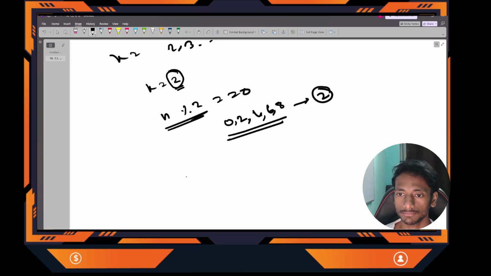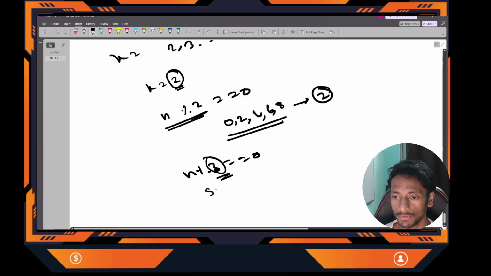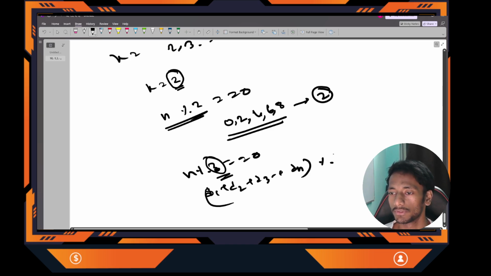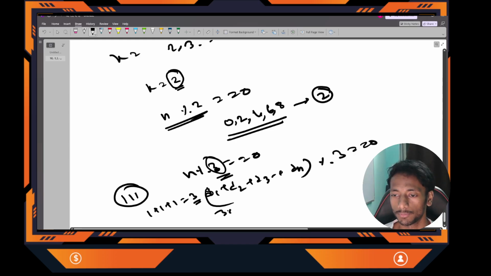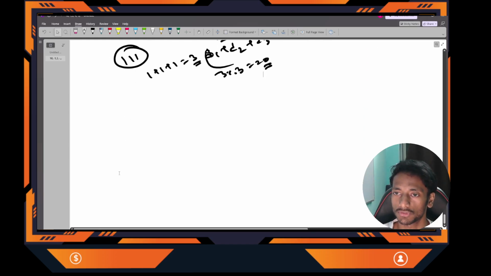Now, can any such number be divisible by 3? What is the condition for divisibility by 3? The sum of the digits d1, d2, d3 up to dn should be divisible by 3. So this is possible. If it is 111, the sum is 1 plus 1 plus 1, which is 3. 3 modulo 3 is 0. That's why divisibility by 3 is possible.